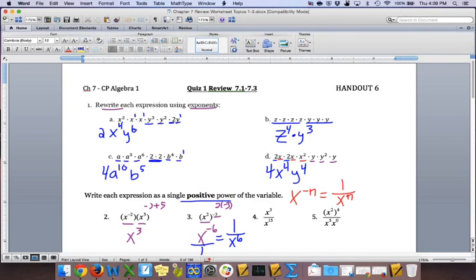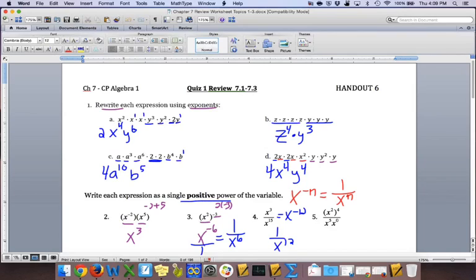Okay, the next one. Division, we know we subtract the exponents, so that would be 3 minus 15. So technically that would give us x to the negative 12, but if we know that rule again, it would be 1 over x to the positive 12 to make that a positive answer.